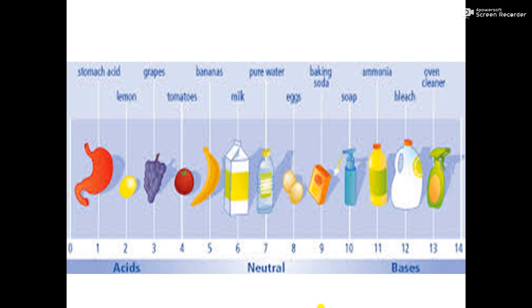Because baking soda, see the number, it is number 9. So at number 9, 10, we have weak bases, but as we go on increasing, the strength of the base also increases. So the oven cleaner, which is on number 13, is a strong base. I hope you are able to understand this diagram.